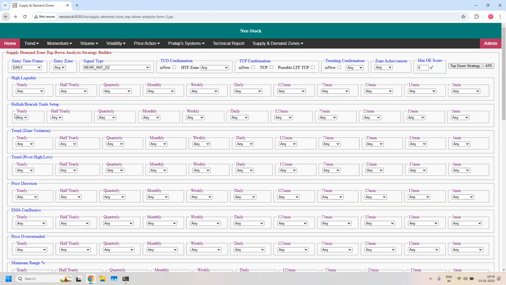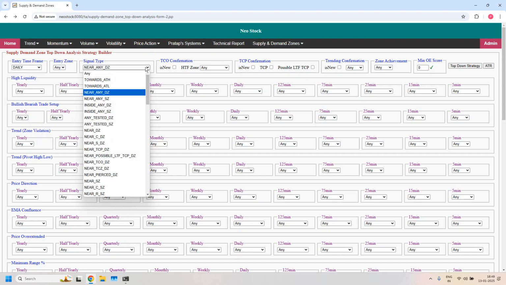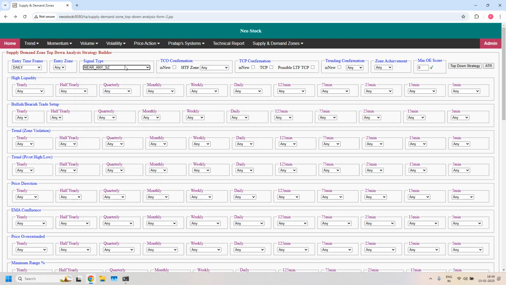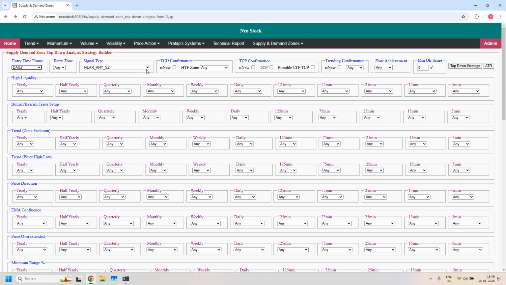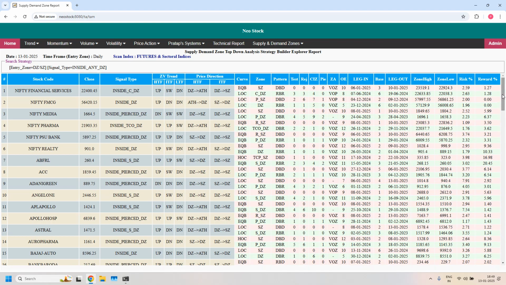Next, daily time frame. Stocks near daily supply zone. We got one stock and it is not having any high liquidity supply zone. Next, daily time frame. Price closed inside the daily demand zone. We got a very big list, total 91 stocks. Anyway, for the reference, quickly let me scroll the list down and show you the stocks.